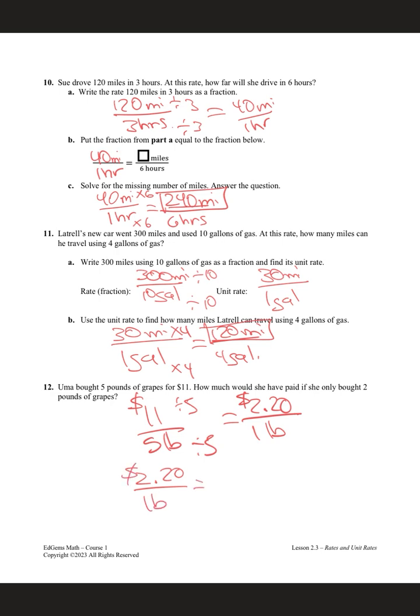So now that we've got that unit rate, we're going to go $2.20 over 1 pound. And we want to know how much it's going to cost us for 2 pounds of grapes. So 1 times what is 2? That's 2. And then $2.20 times 2 is $4.40. $4.40 for 2 pounds of grapes.